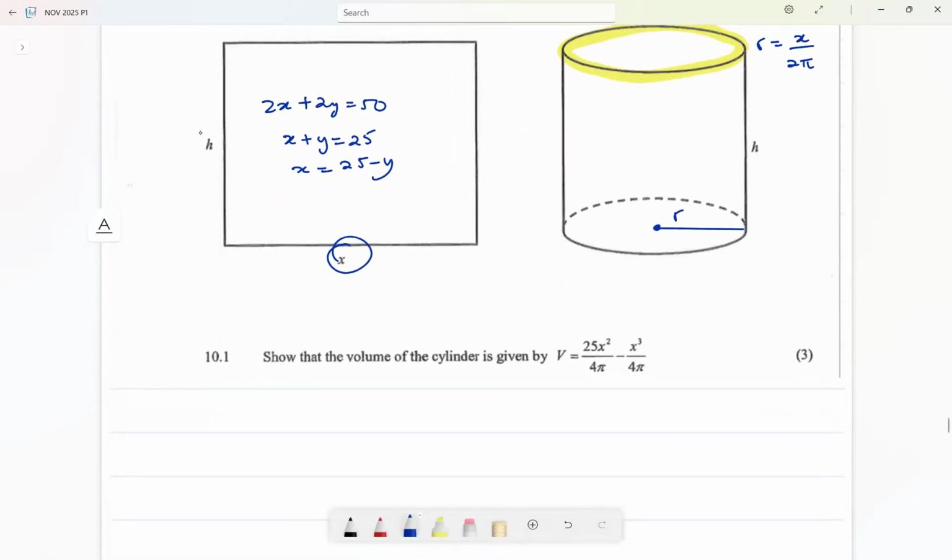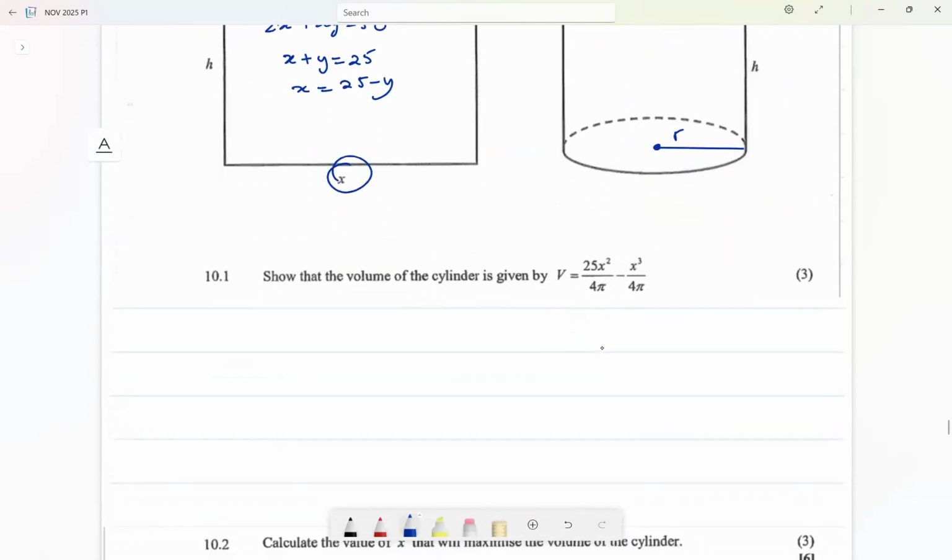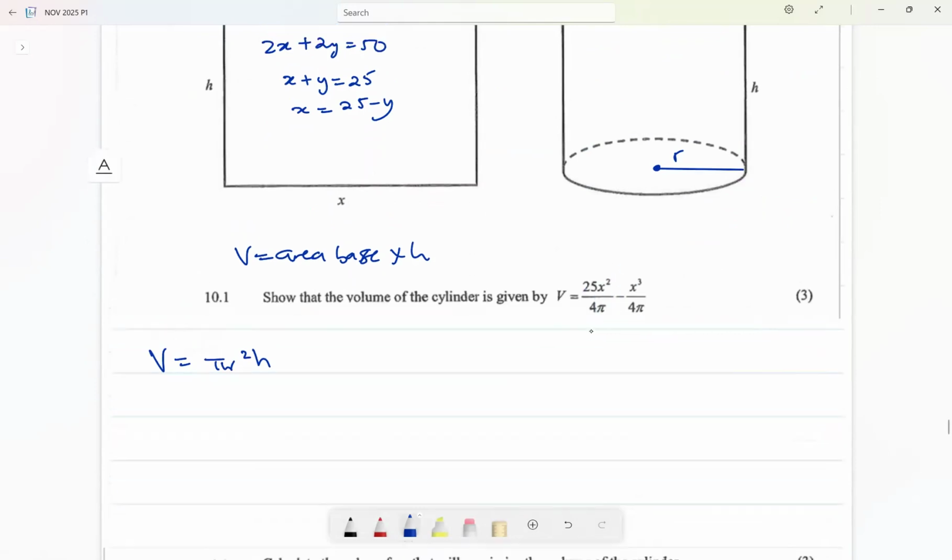Okay. Now, they say show that the volume of the cylinder is given by that. So remember the volume of a cylinder, or volume of any shape, is equal to area of the base multiplied by its height. So what is the base? The base is a circle. So area of the circle is pi r squared, and then multiplied by height. But now, I need to have one variable. Okay, I need to have one variable. In this case, they want it in terms of x, so I'm going to just rearrange these two.